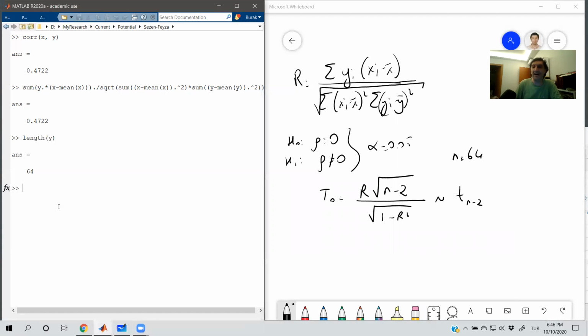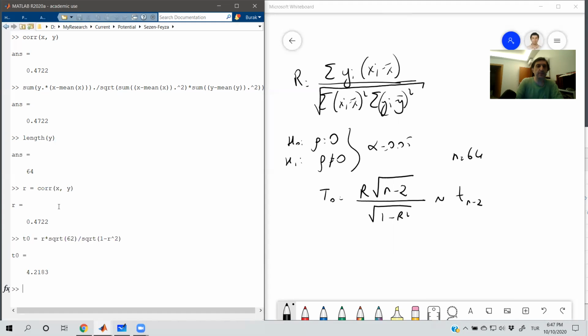So here our t statistic is going to be equal to, let's find it, the correlation value. Let me write this to be equal to r. It's going to be r times the square root of 64 minus 2, which is 62, divided by the square root of 1 minus r square.